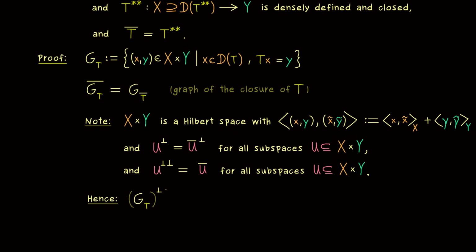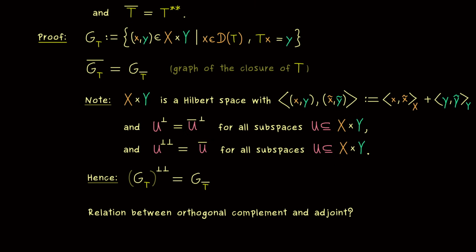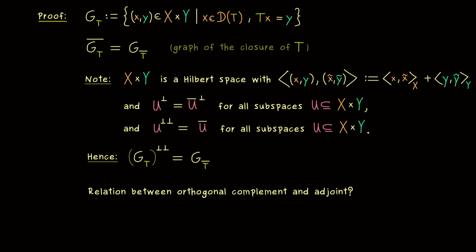And now we already know that this is actually a graph again. And there you might already see that this is actually the meaning of our double adjoint being equal to the closure of T. But honestly, this is not clear at all yet, because we first have to discuss the relation between the orthogonal complement and the adjoint of T.